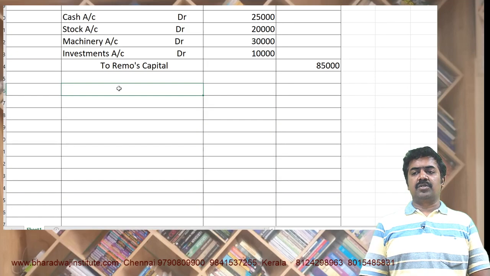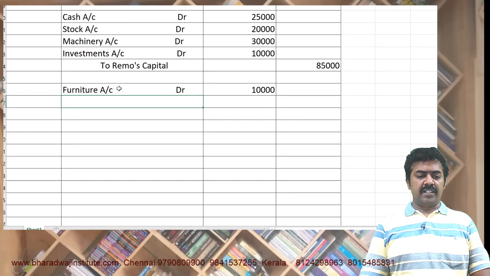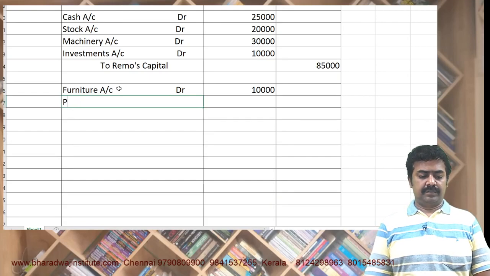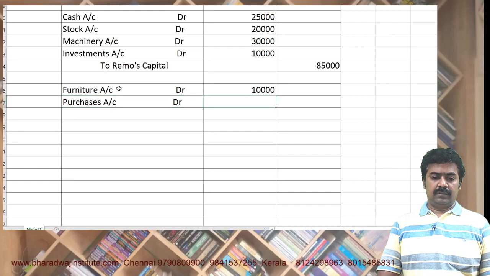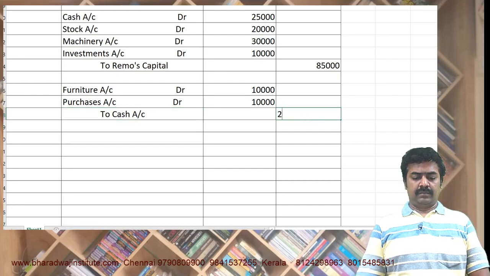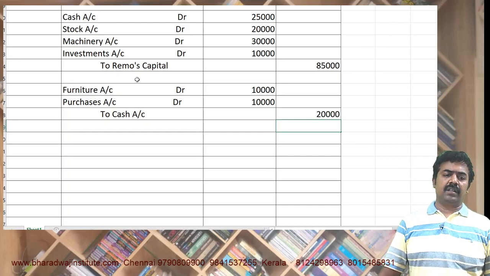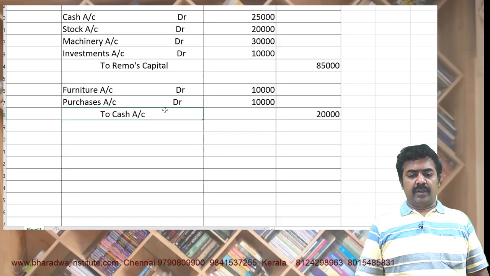Bought furniture, out of that 10,000 is for interior decoration. Whatever is used for interior decoration, we'll debit furniture account 10,000. The balance for resale means purchases account debit, to cash. Debit what comes in, credit the giver. Furniture account debit for whatever is used for interior decoration. Purchases account debit for the furniture purchased for resale, to cash account.